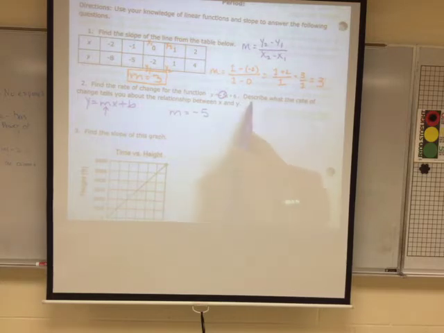The relationship between x and y. So this is how we get how far we move from point to point. So in this case, we would go down 5 and right 1 to get from one point to another.